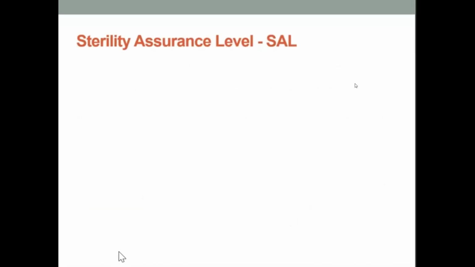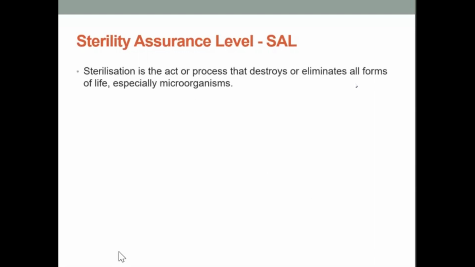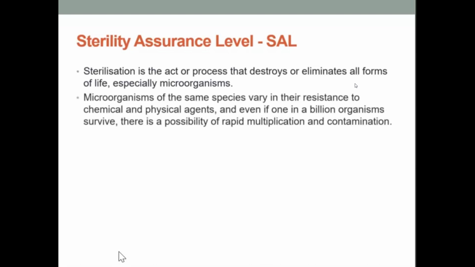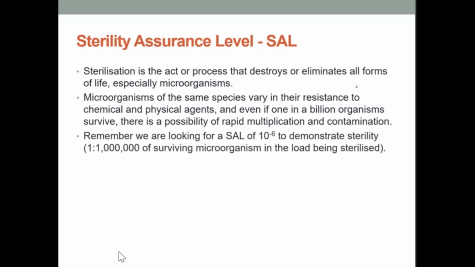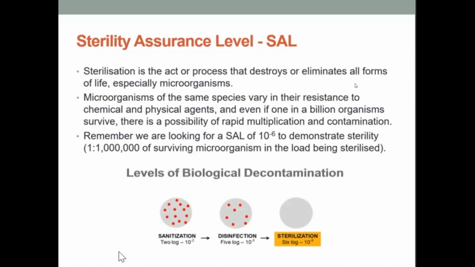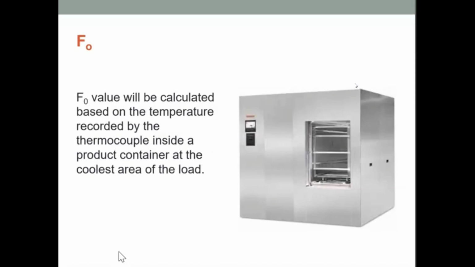Sterility assurance level, your SAL. Sterilization is the act or the process that destroys or eliminates all forms of life, especially microorganisms. Microorganisms of the same species vary in their resistance to chemical and physical agents, and even if 1 in a billion organisms survive, there is a possibility of rapid multiplication and contamination. Remember, we are looking for a SAL of 10 to the minus 6, 1 in 1 million, to demonstrate sterility. And you remember from our previous lesson, our sterilization is 10 to the minus 6. F0 value can be calculated based on the temperature recorded by the thermocouple inside a product container at the coolest area of the load.